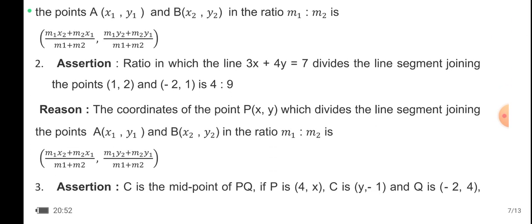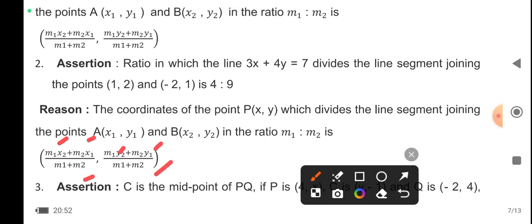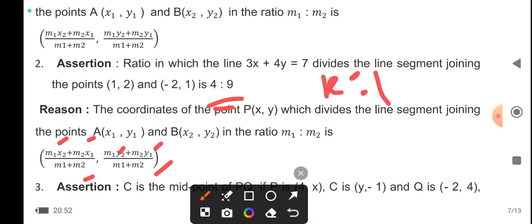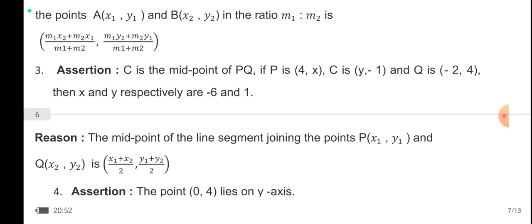Question number 2. Again the formula is correct, check. (m1x2 plus m2x1) by (m1 plus m2), (m1y2 plus m2y1) by (m1 plus m2). Here also the formula is correct. Whenever they're talking about a ratio, you consider it as k is to 1 and substitute in the section formula. I hope you all know the section formula. That's what they've given here. Check whether you're getting it or not.